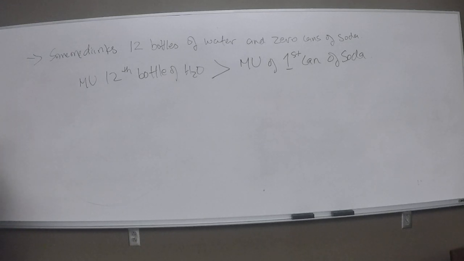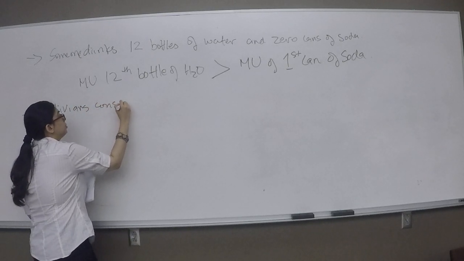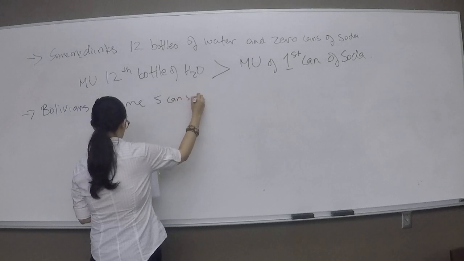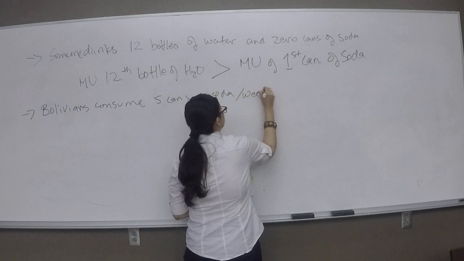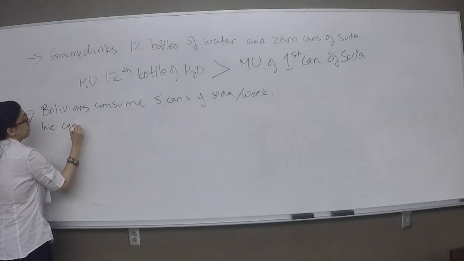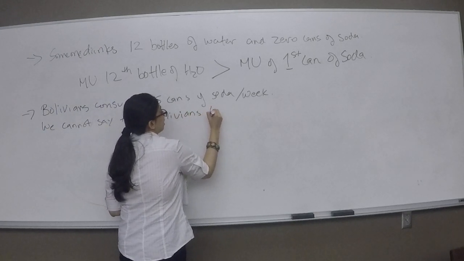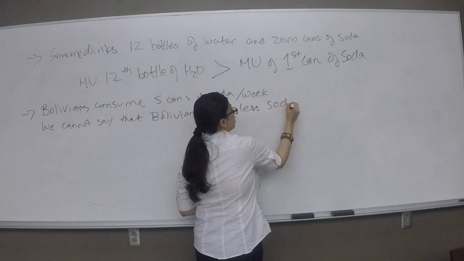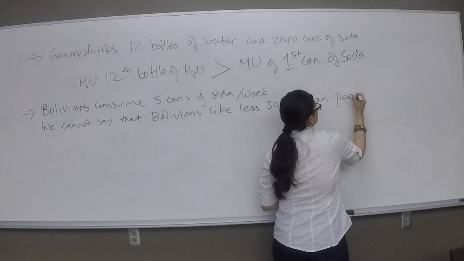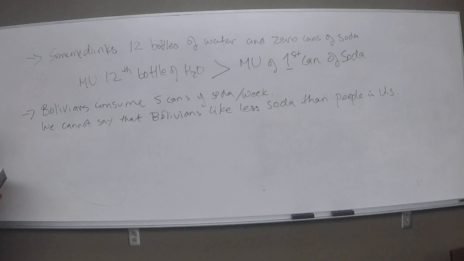So someone from a poor country, let's say Bolivia. So Bolivians consume 5 cans of soda per week. We cannot say that Bolivians like less soda than people in the US. Because when Bolivians come to US, they start to consume 19 cans of soda per week too.